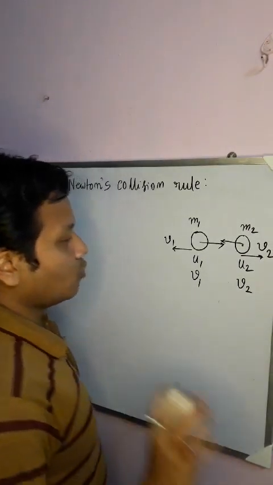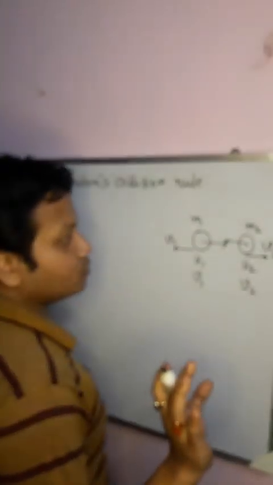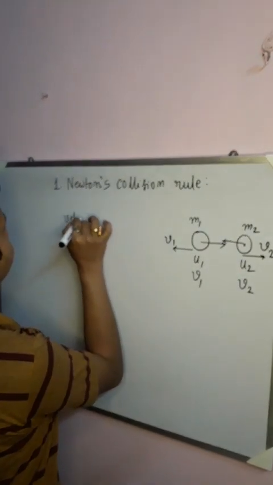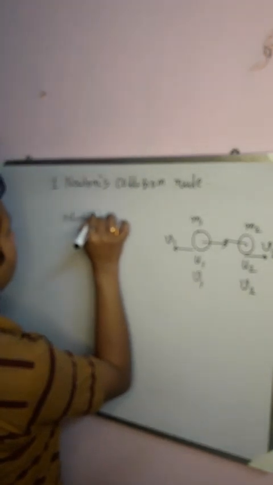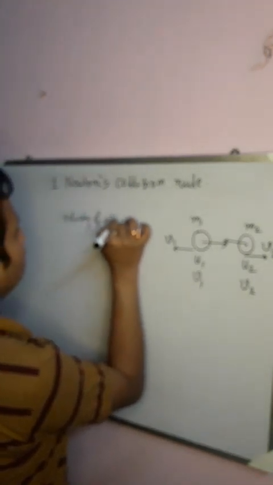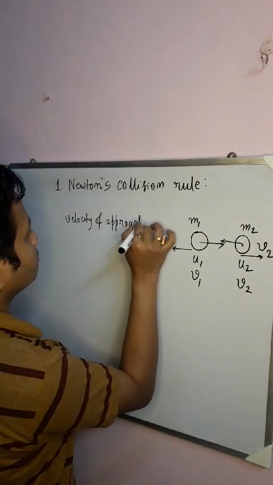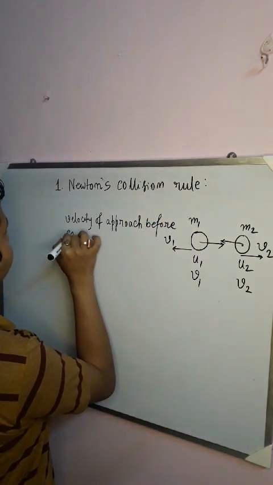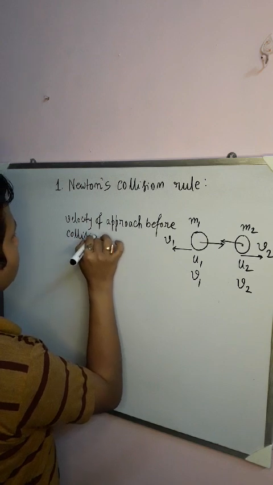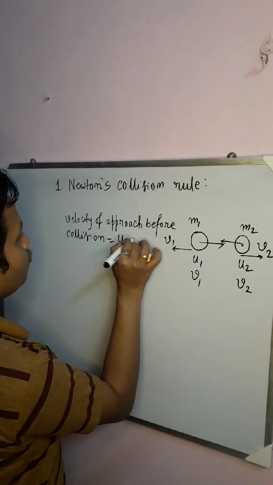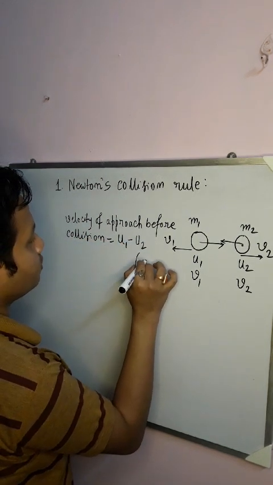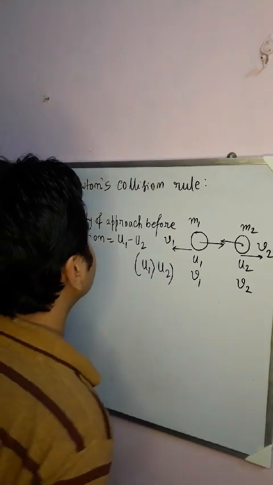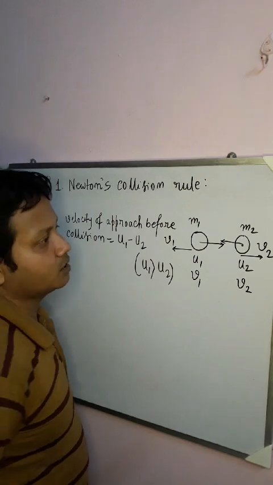So what will be the velocity of approach before collision? The velocity of approach before collision is simply u1 minus u2, provided we assume that u1 is greater than u2. So this is the velocity of approach before collision.